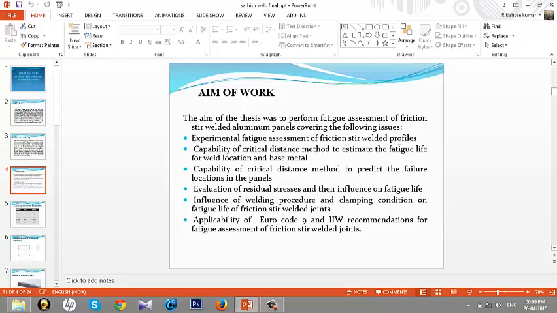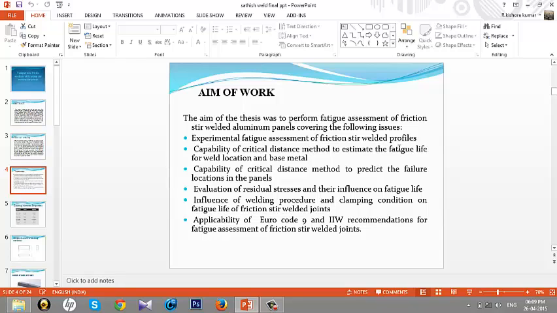The aim of this work is to perform fatigue assessment of friction stir welding aluminum. Experiment: fatigue assessment of friction stir welding profile, the capability of the critical distance method to estimate the fatigue life for welding location and base metal, and to predict the failure location of the panel.